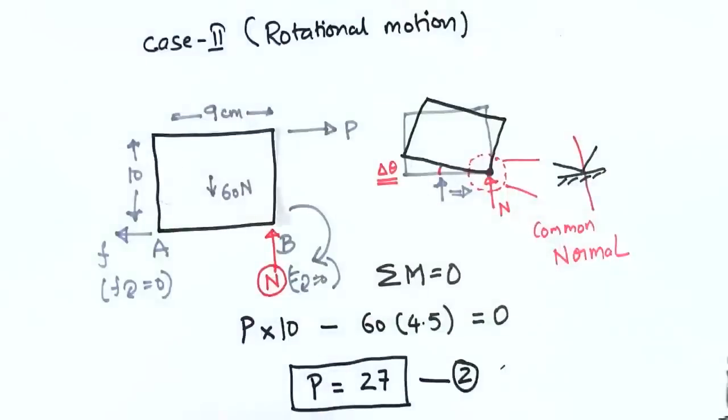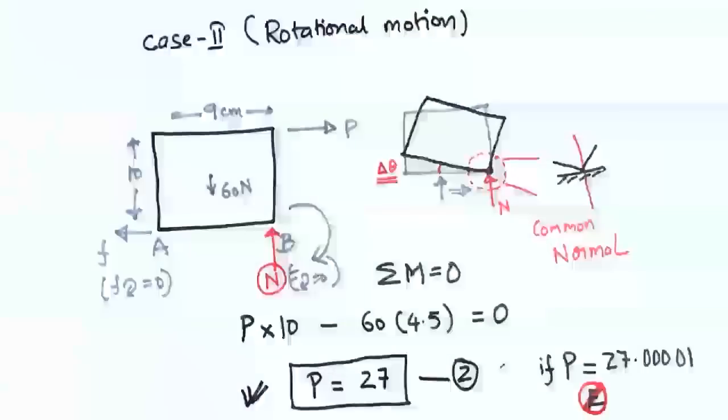On comparing both the cases, P is minimum in case 2. Here, even if P increases by 0.001 newton, it will disturb the equilibrium.